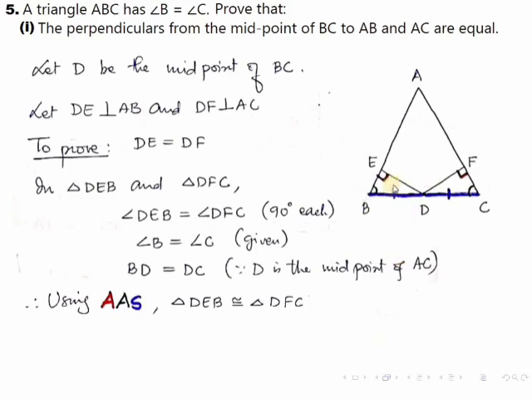Now if these two triangles are congruent, can you say that DE and DF are corresponding parts? Obviously, E corresponds to F, so DE corresponds to DF. So by CPCT, DE equals DF. Now what are DE and DF? They are the perpendiculars from the midpoint. And I showed that the perpendiculars from the midpoint are equal to each other. That's what I wanted to show. Alright, so you may pause the video and note down your solution.